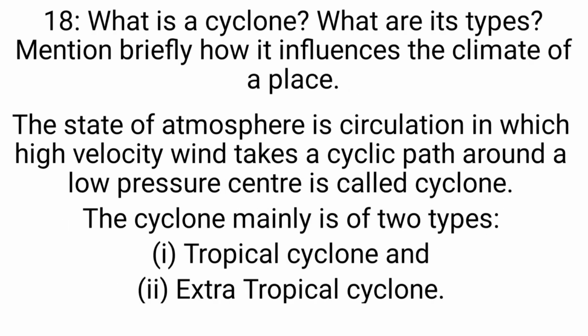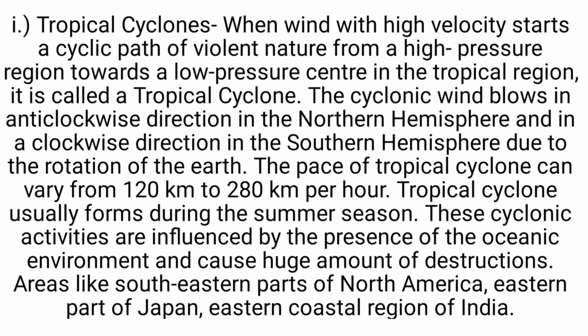Question number 18. What is a cyclone? What are its types? Mention briefly how it influences the climate of a place. The state of atmospheric circulation in which high velocity wind takes a cyclic path around a low pressure center is called a cyclone. The cyclone is mainly of two types, tropical cyclone and extratropical cyclone.